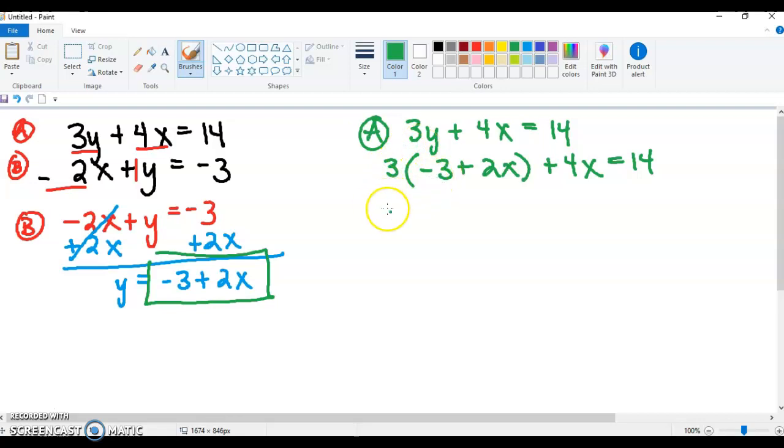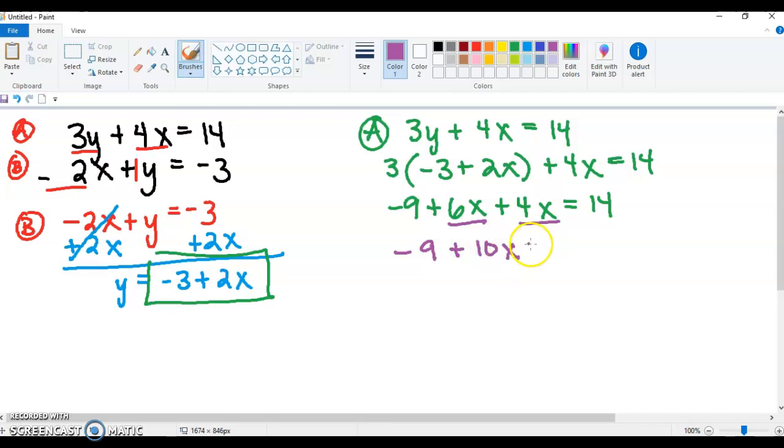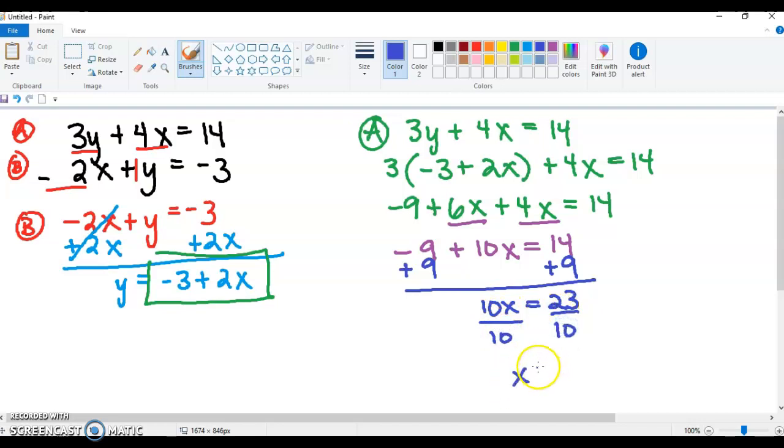So 3 times negative 3 is negative 9. 3 times 2x is 6x, plus 4x equals 14. So my next step, I need to combine like terms. So 6x and 4x. I'm left with negative 9 plus 10x equals 14. Now I want to get x by itself. So I'm going to add 9 to both sides. So I have 10x equals 23. So I'm going to divide both sides by 10. So x equals 2.3.